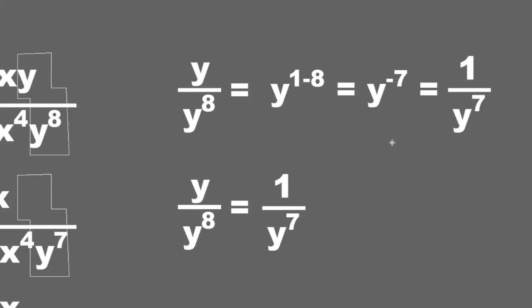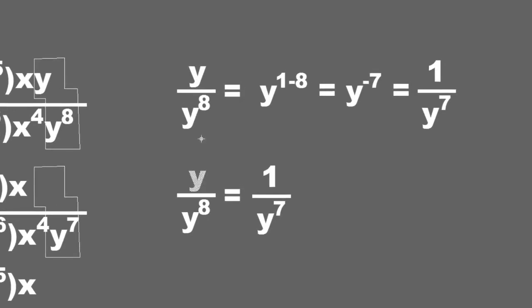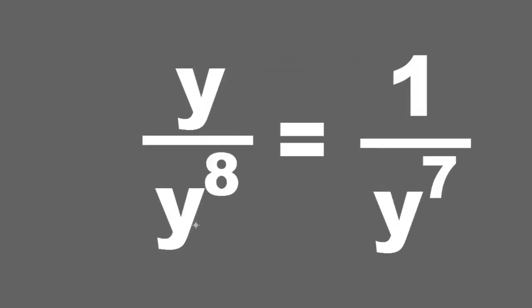If you remember, any variable with a negative exponent equals 1 divided by the same variable with the same exponent, but in this case, positive instead of negative. So y divided by y to the 8th power is simply 1 divided by y to the 7th power. But if you want, instead of having to do this subtraction, I have a little faster method that I do.